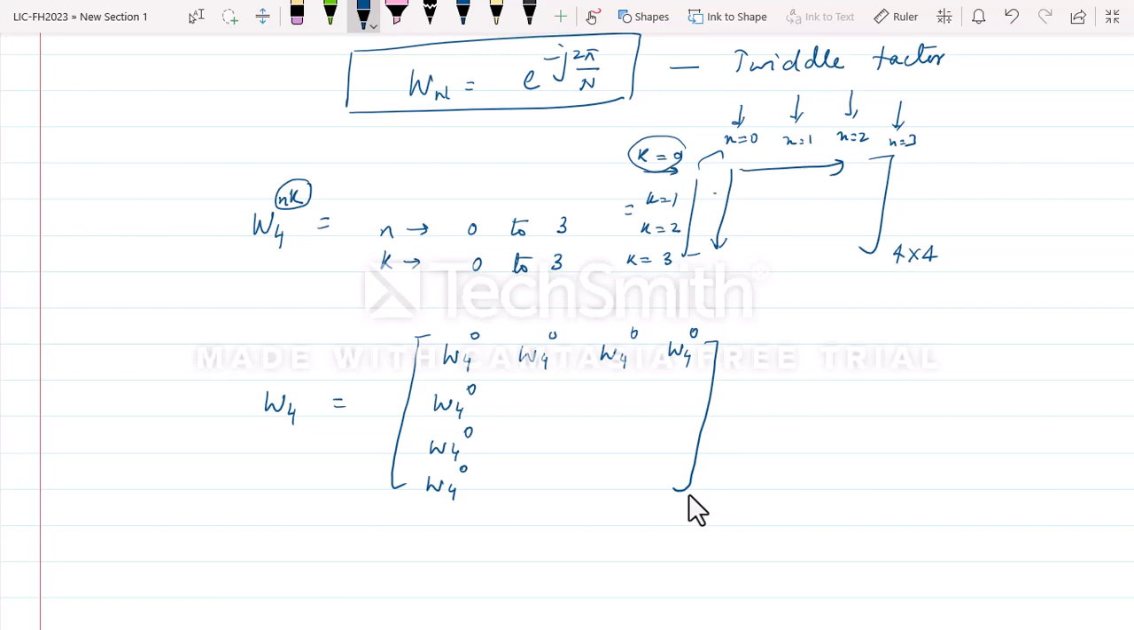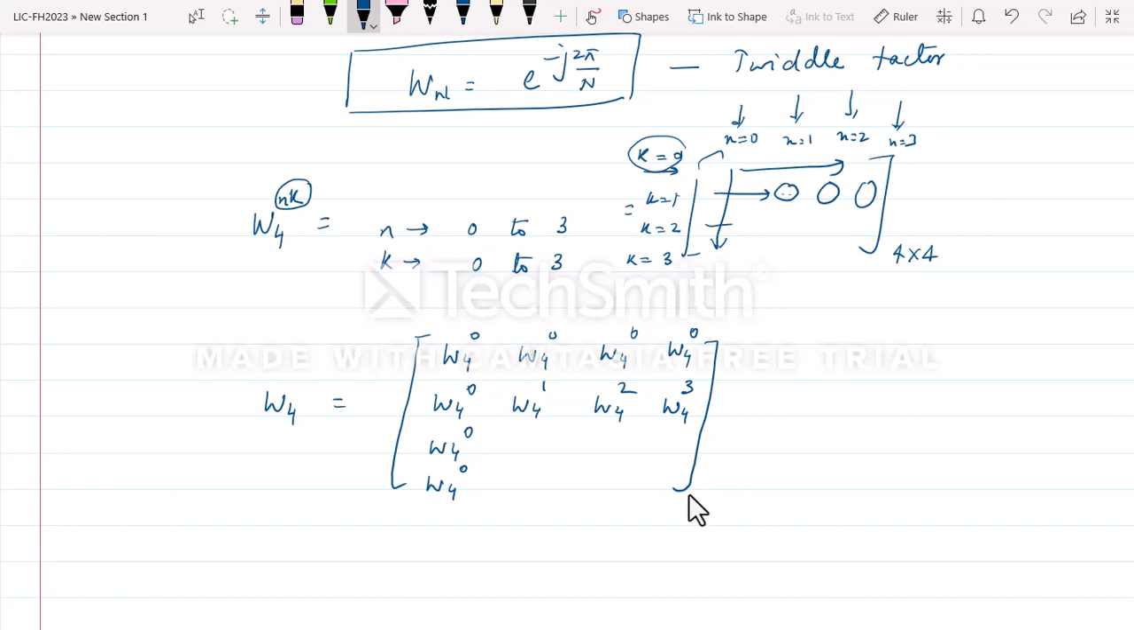Now let us find this row. When I find this value, it will be n equals 1 and k equals 1, so it will be W4 1. Then this value will be k equals 1 and n equals 2, so it will be W4 2. This value is k equals 1 and n equals 3, so it is W4 3.